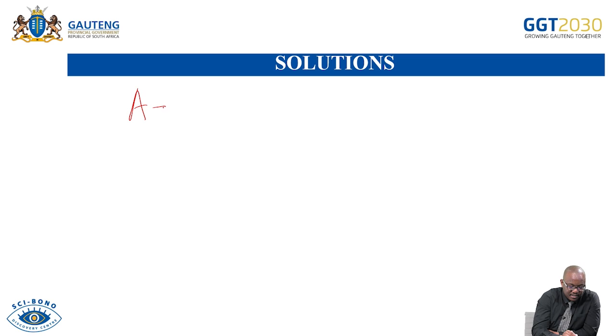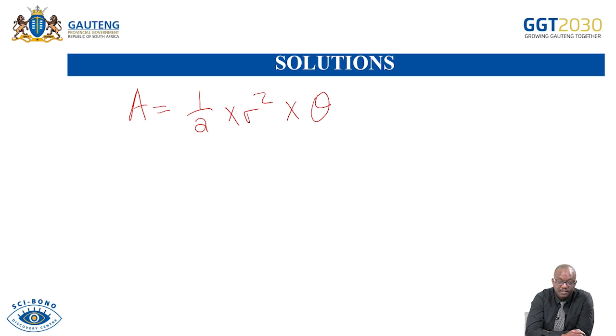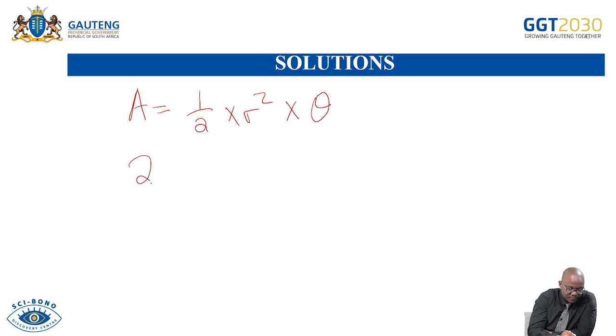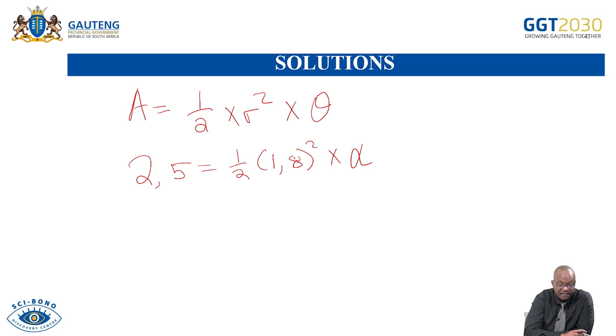And the area of a sector is what? Area is equal to 1/2 multiplied by r squared and multiplied by alpha. Your theta. Sorry. In this case, it's a theta. That's how you will be seeing it from the formula sheet. So as you substitute, remember your area they're saying is 2,5. So you're going to have 2,5 in terms of your area. And then you will have 1/2 and your r is 1.8 squared. That is your radius, correct? And then multiply it by your alpha. Remember, the angle there is given as alpha.